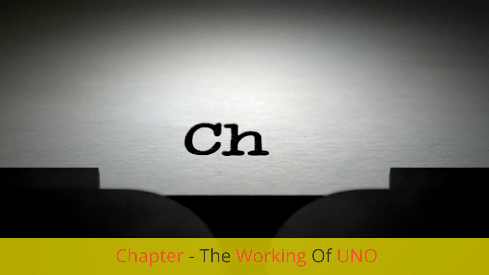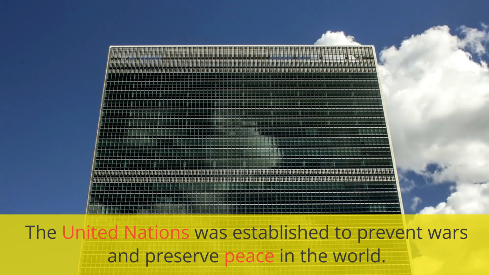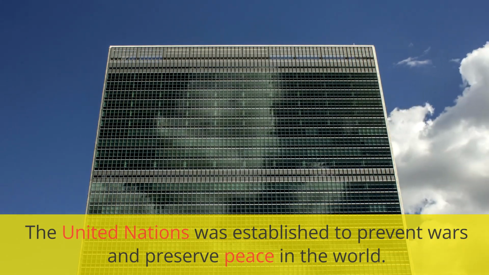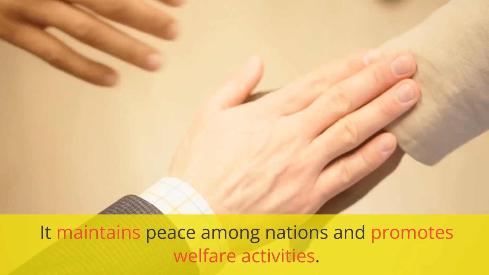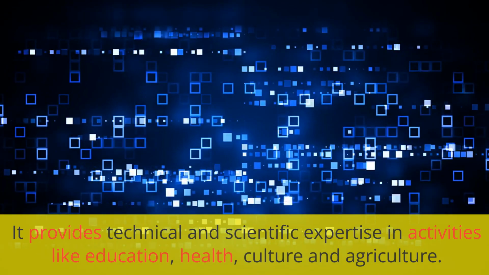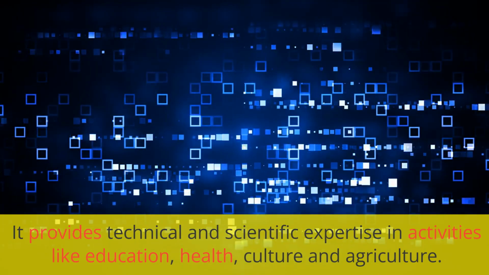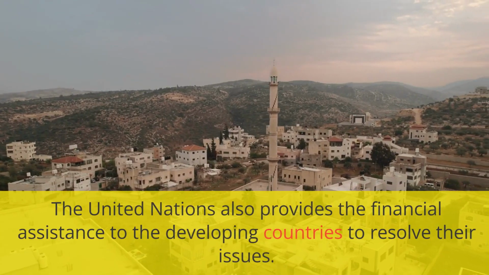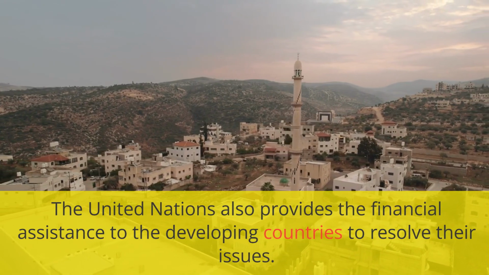Chapter: The working of UNO. The United Nations was established to prevent wars and preserve peace in the world. It maintains peace among nations and promotes welfare activities. It provides technical and scientific expertise in activities like education, health, culture and agriculture. The United Nations also provides financial assistance to the developing countries to resolve their issues.